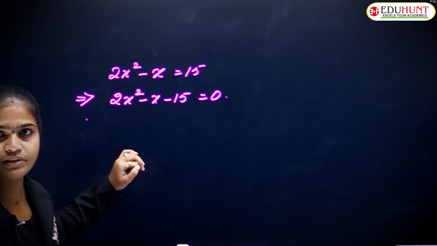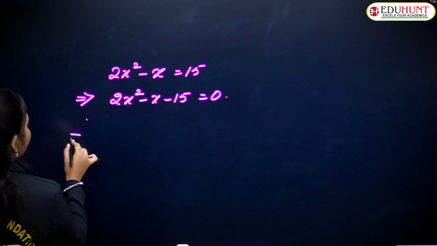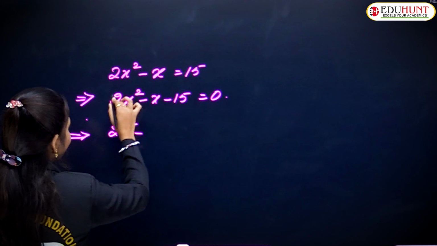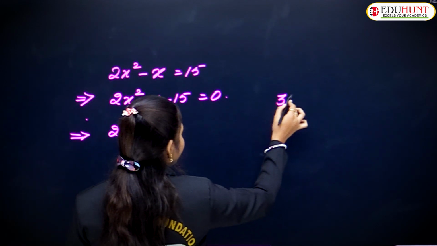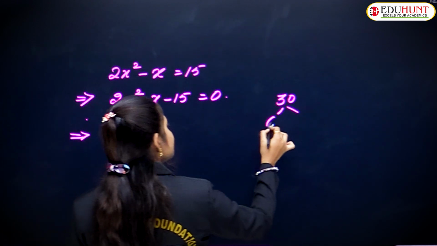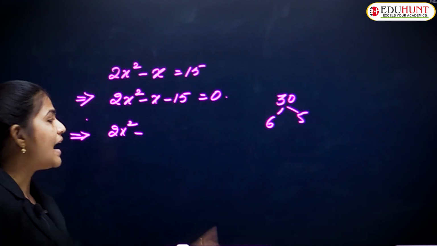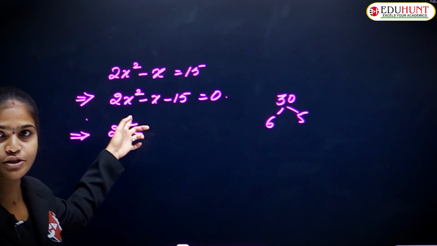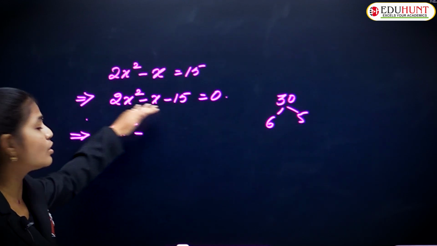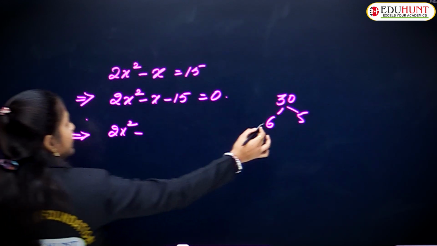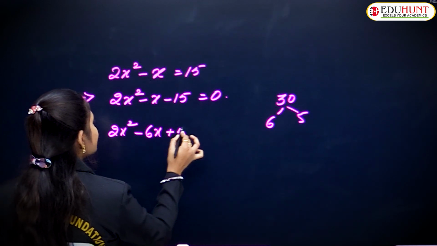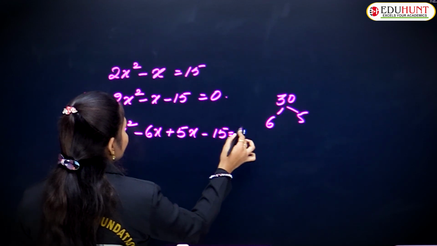So we got a quadratic equation, now we need to simplify it. From 2x square, we can write 15 into 2 is 30, no? So we have to take the factors of 30 whose difference is 1. That type of factors are 6 and 5. 6 into 5 is 30 and its difference is also 1. It should be difference or addition, depends on the given quadratic equation. Here the middle term is minus x, so minus 6x plus 5x minus 15 is equal to 0.